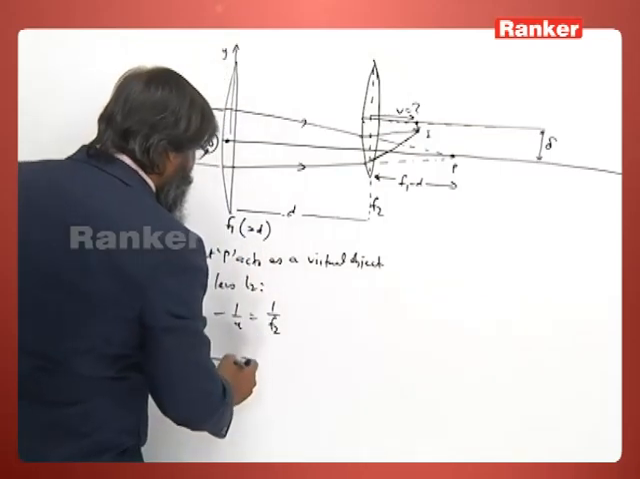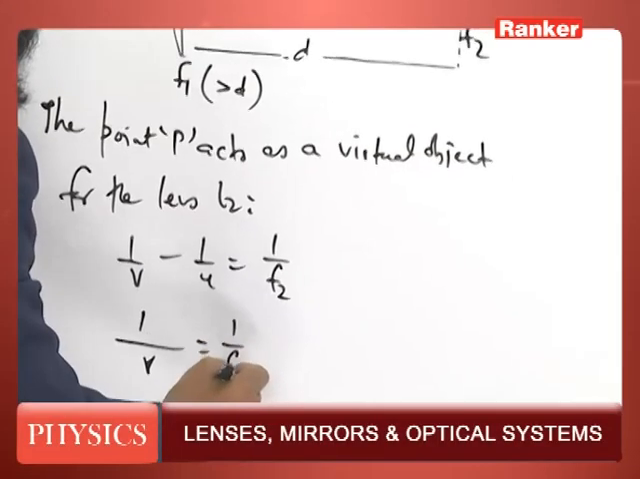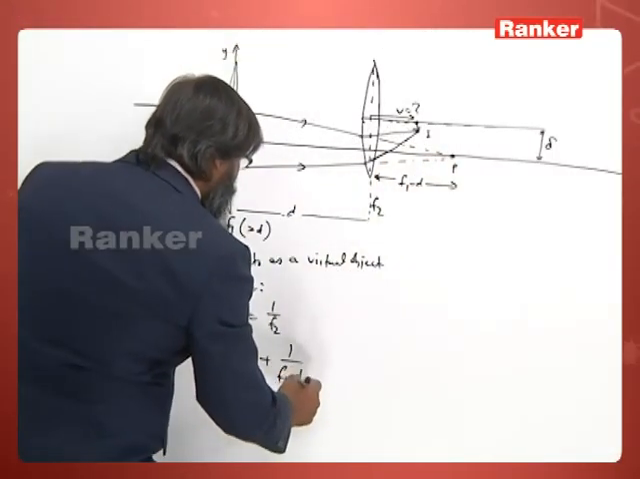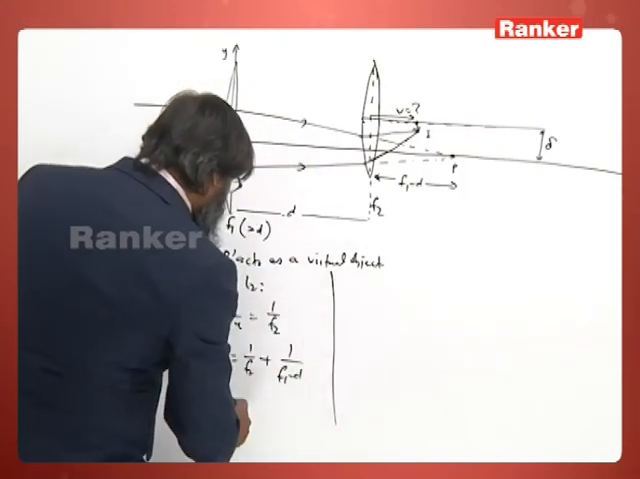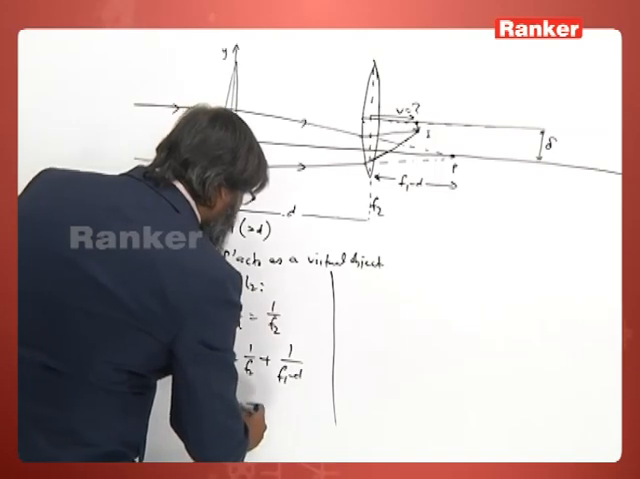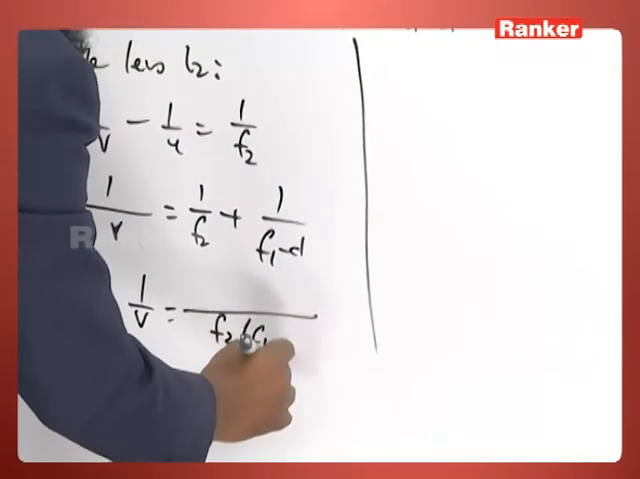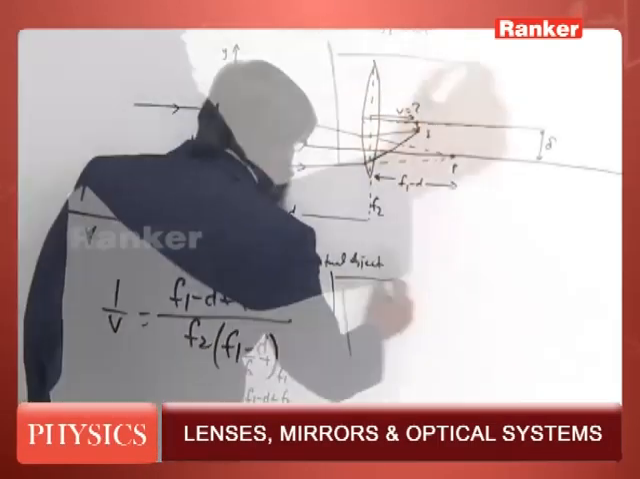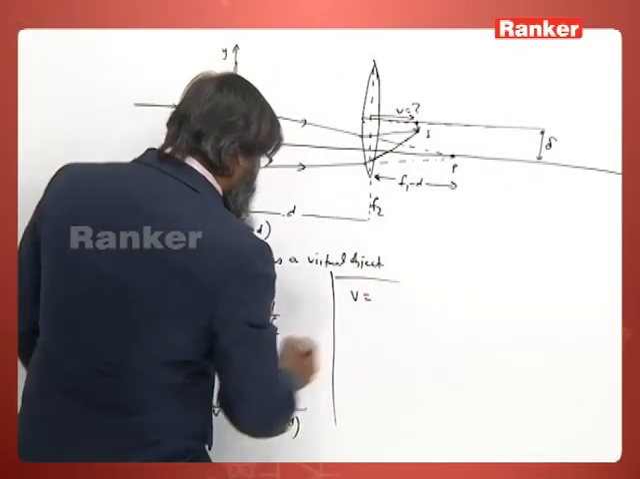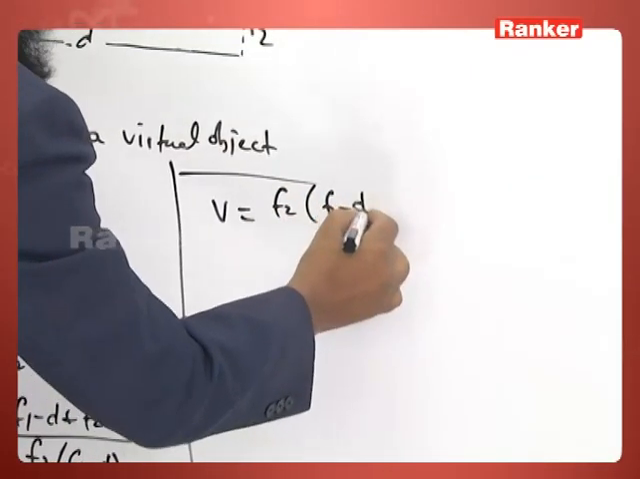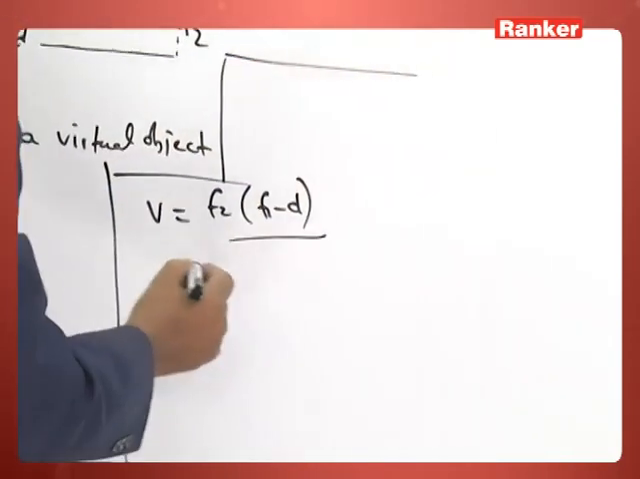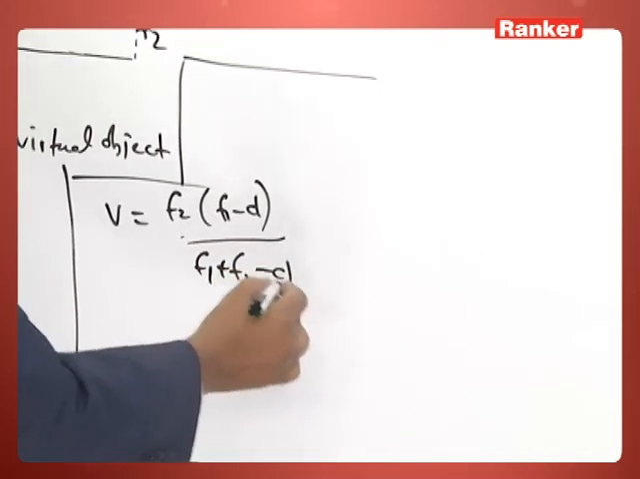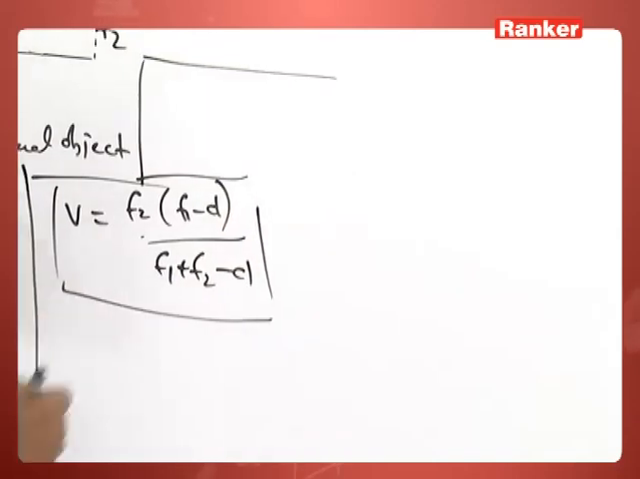So 1 by v is equal to 1 by f2 plus 1 by u. What is u? u is f1 minus d. So you see, if we add up, we get f2 plus f1 minus d over f2 into f1 minus d. So v becomes f2 into f1 minus d, divided by f1 plus f2 minus d. This is v.